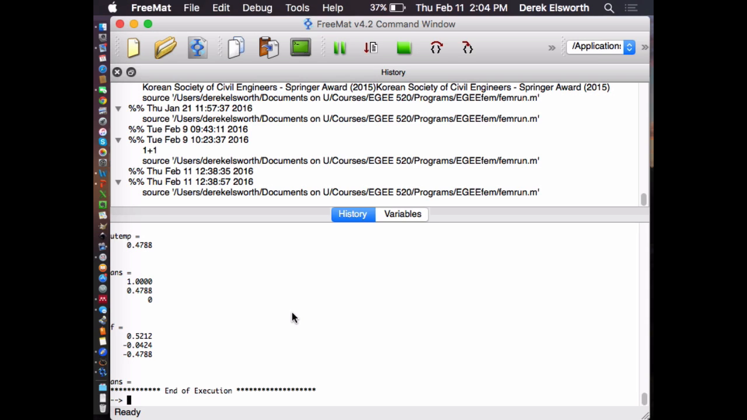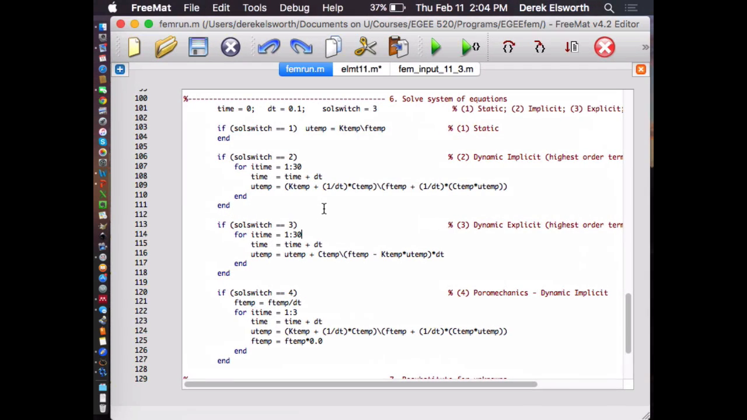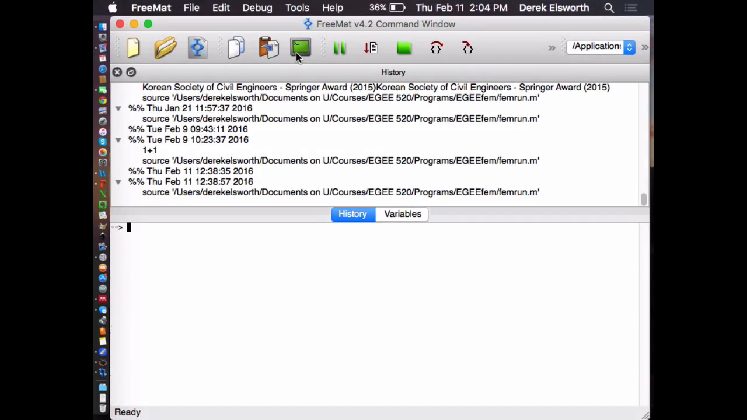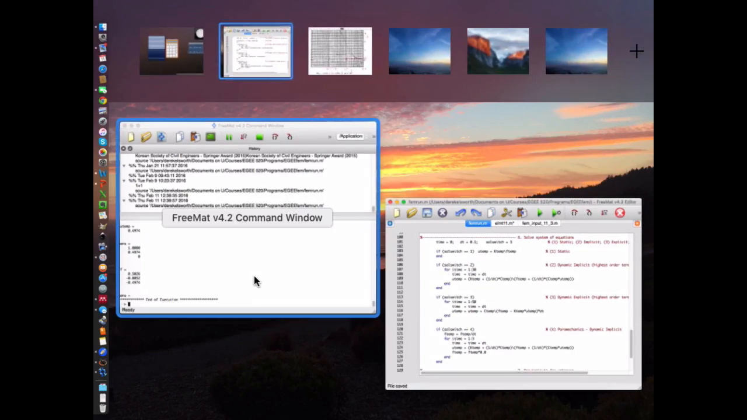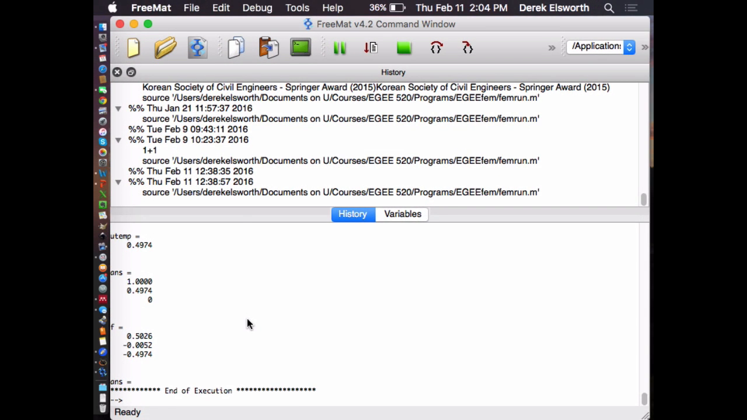And I'm sure you can believe that if we made it 50 time steps, then apart from having to look a bit further, it should asymptote, I think, to basically 0.4974. And so we can go on.